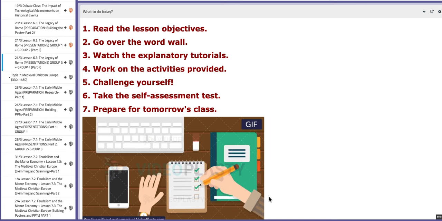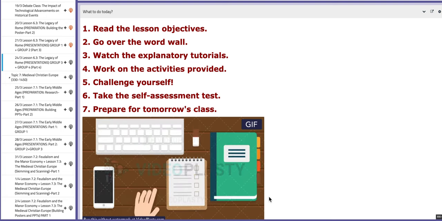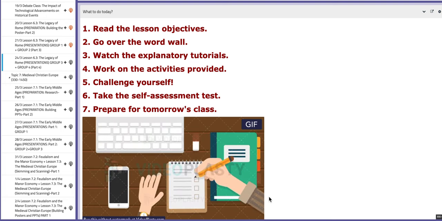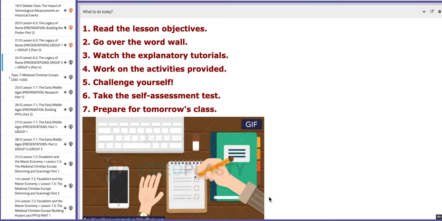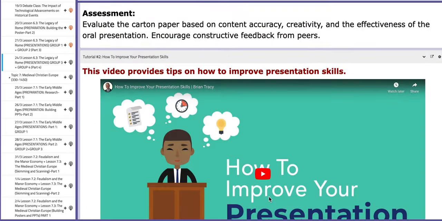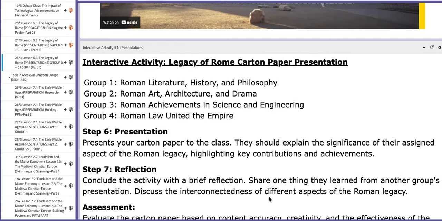On this day, group number 3 and group number 4 will present their required assigned part about lesson 6.3, the legacy of Rome. Group number 3 will discuss the Roman achievements in science and engineering, and group number 4 will explain how Roman law united the empire.